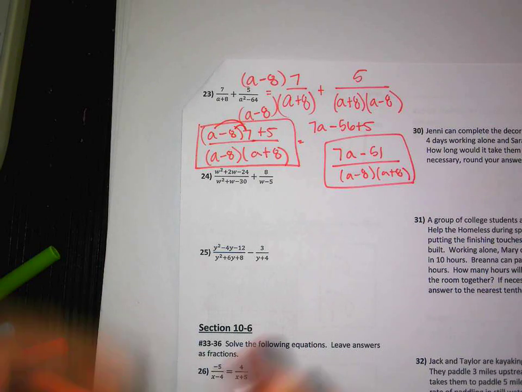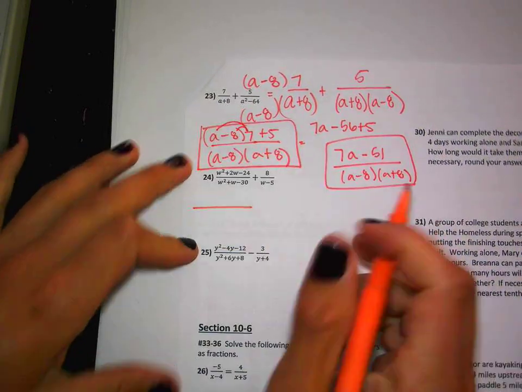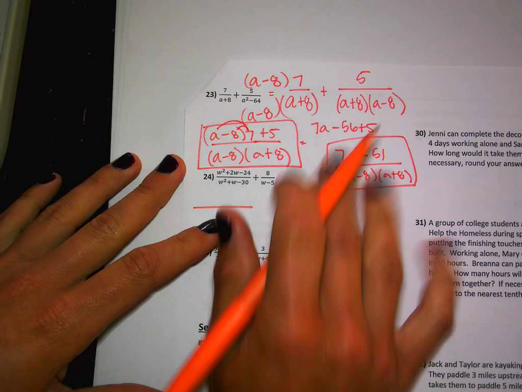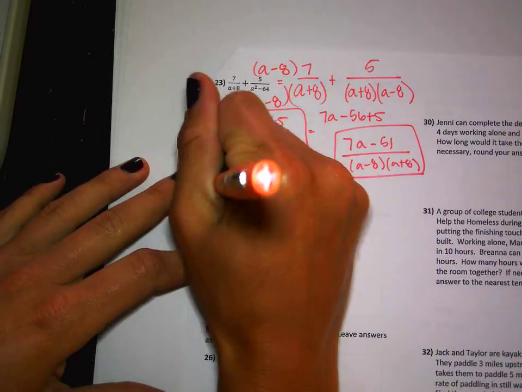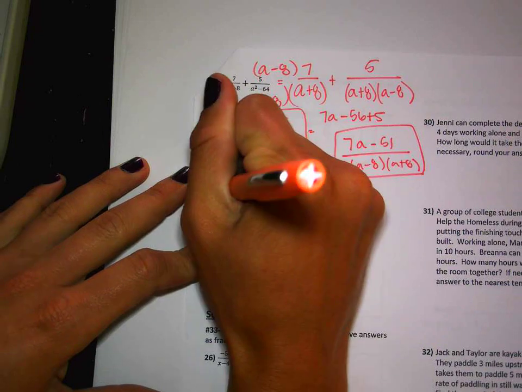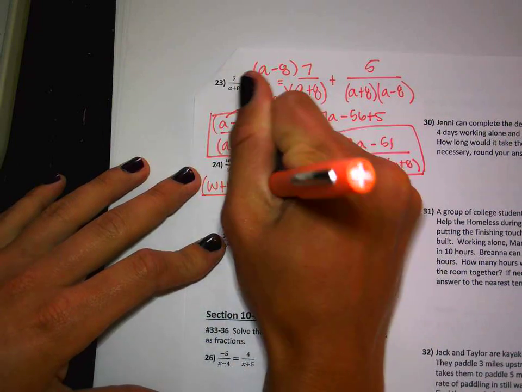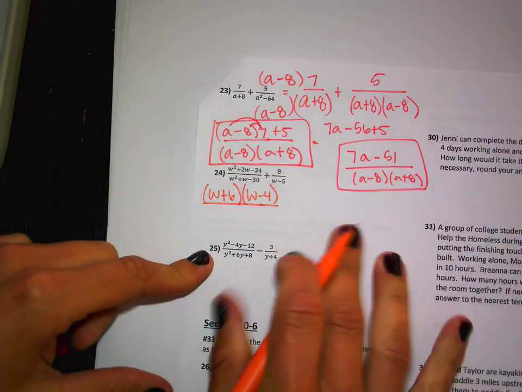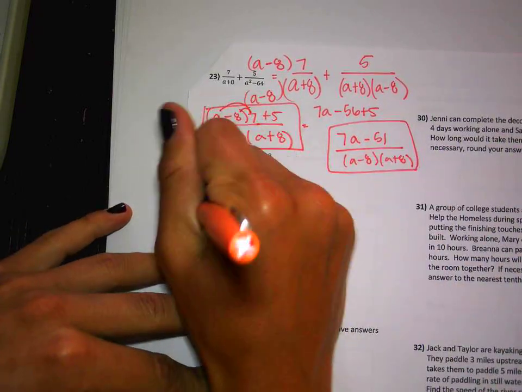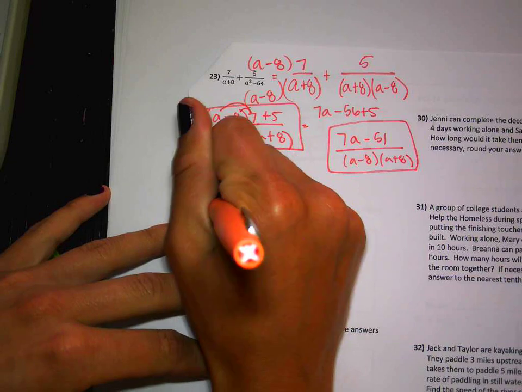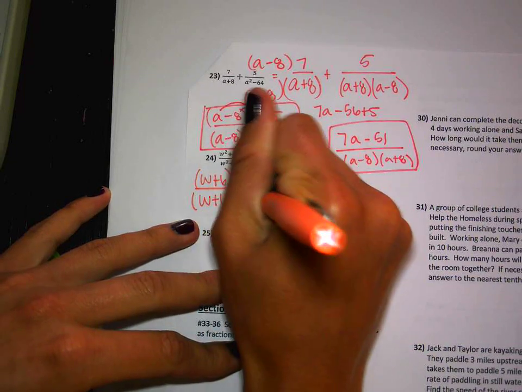Alright, on 24, we are going to factor. So what multiplies to give me negative 24, subtracts to give me 2? 6 and 4, plus 6 minus 4. What multiplies to give me negative 30, adds to give me 1? 5 and 6. So plus 6 minus 5.